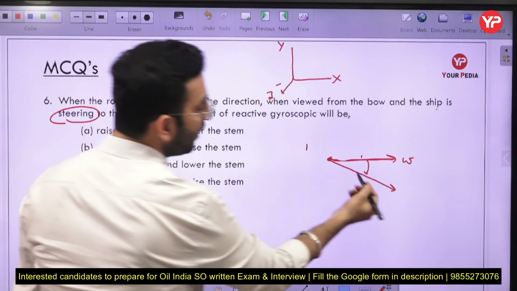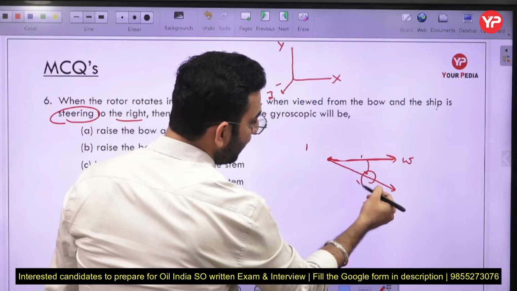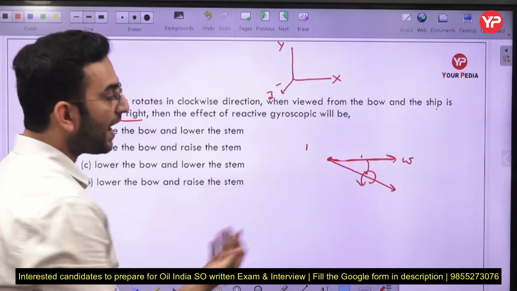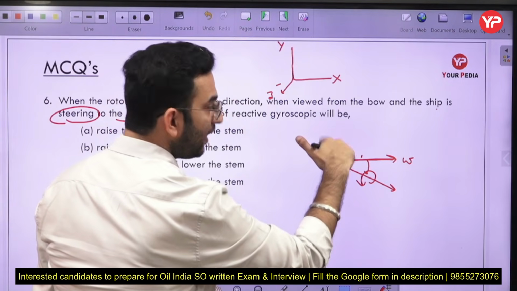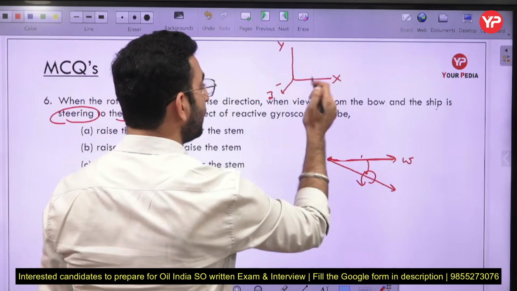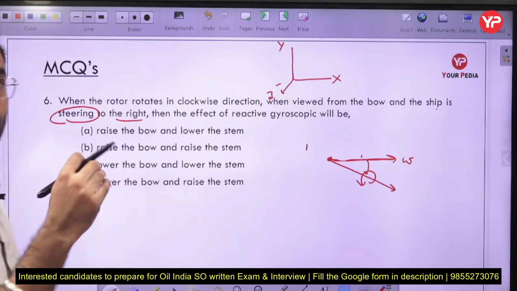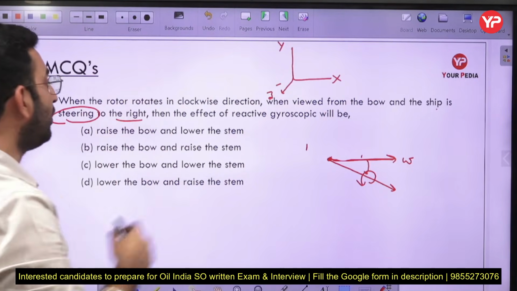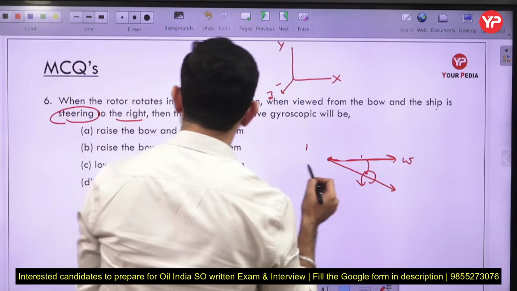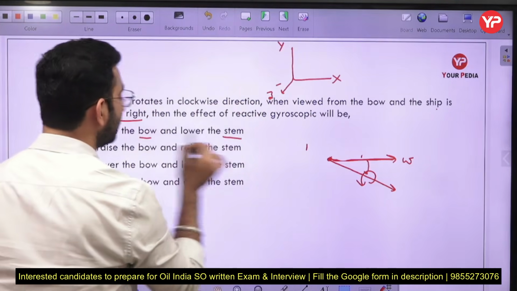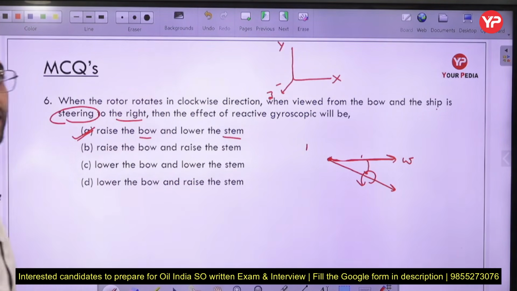So here you can see the active gyroscopic couple will be like this one. Now if the active gyroscopic couple is like this one, then the reactive will be like this one here, and this action is taking place about the z-axis here. Okay, so the final effect you are going to observe is that it is raising the bow here and lowering the stern here. So option number A will be the correct one here. So that will be a simple case.